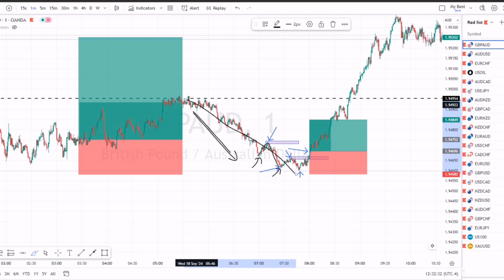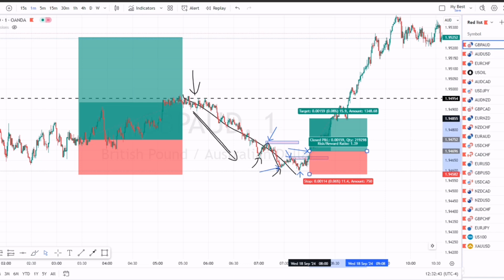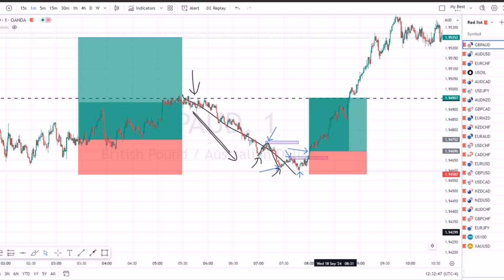Okay, so that downtrend started there. So you can use that region for your target. Okay, just giving you the basics. You will never go wrong.